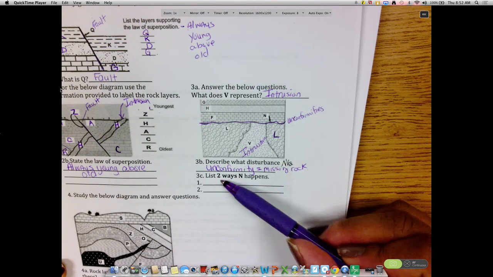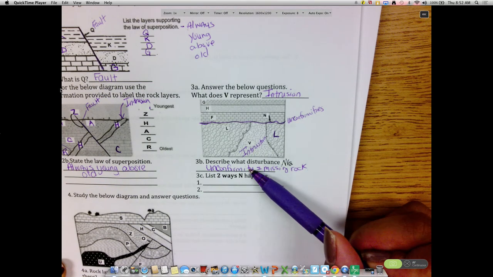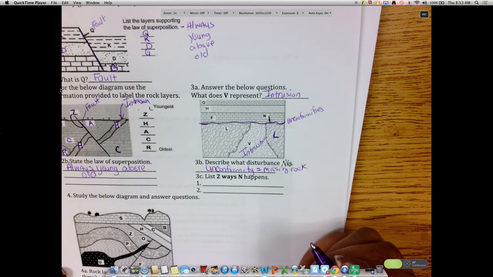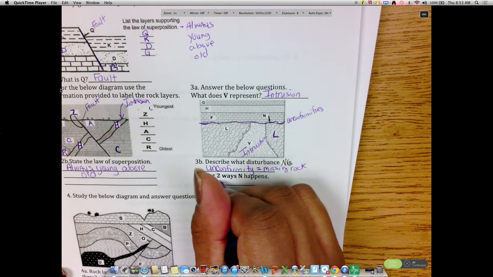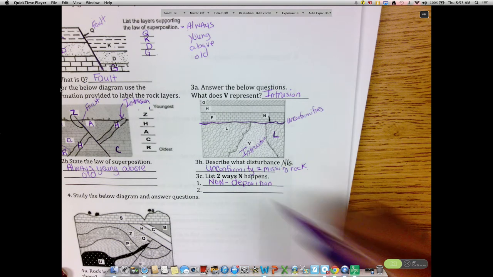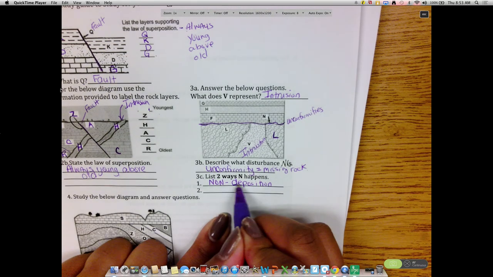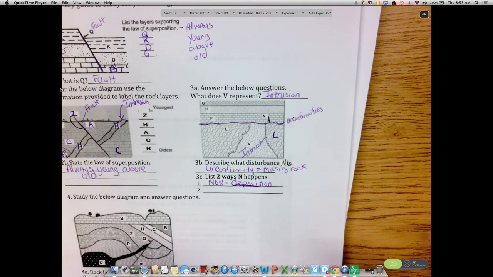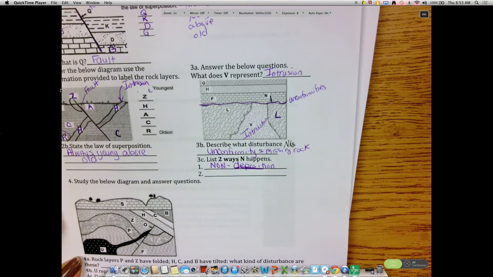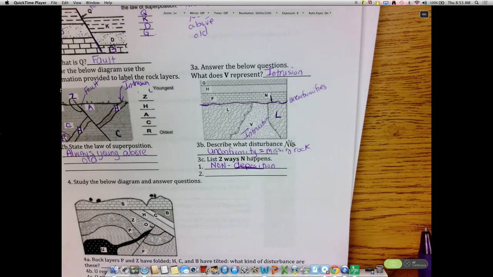So now you have to list two ways. What's an unconformity? Missing rock. Two ways that missing rock happens. Talia, give me one. Non-deposition. If you put non or no deposition, that's fine, but what does that mean? Remember the key word that's in deposition? Deposit. What does deposit mean? To put in, not to take out. I don't want you to deposit any money in my bank if you think that means take out. I want you to put some money in there. All right? So if it says non-deposition, then it means it's not there.